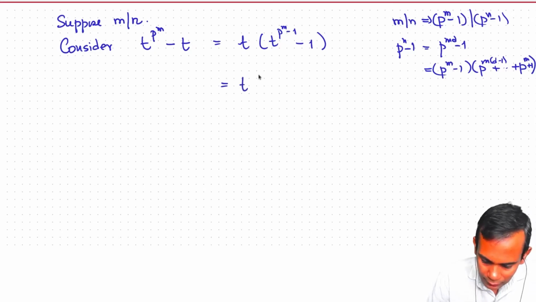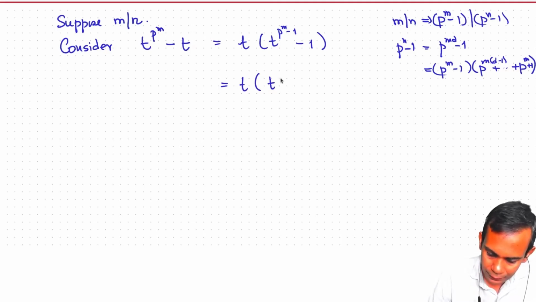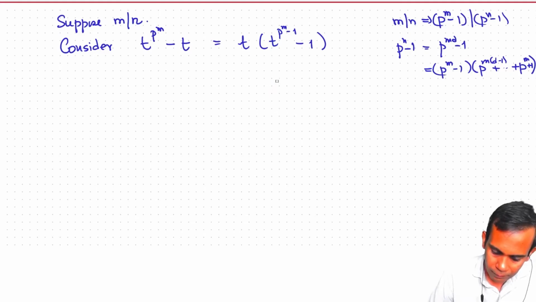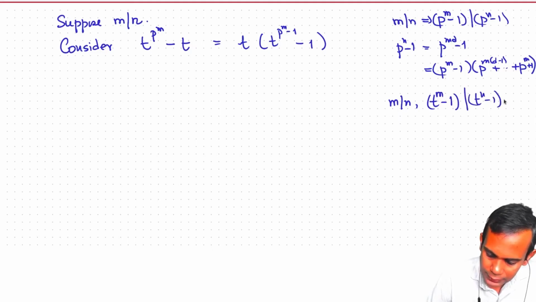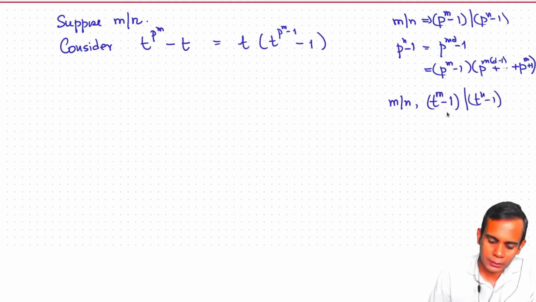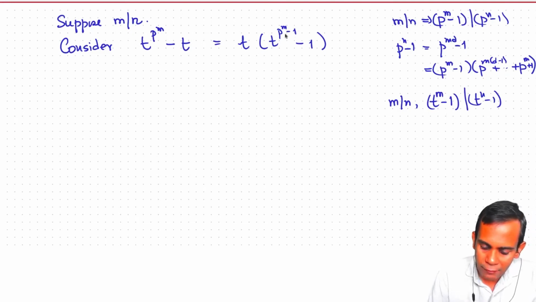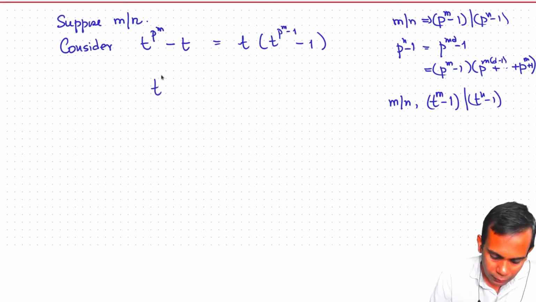So this is t times t to the power... and now we have another result, that if m divides n, then t to the power m minus 1 divides t to the power n minus 1. It's the same proof. Instead of p, you use t. This works in polynomials. And so since p to the power m minus 1 divides p to the power n minus 1, what we have is t to the power p to the power m minus 1 divides t to the power p to the power n minus 1, minus 1.